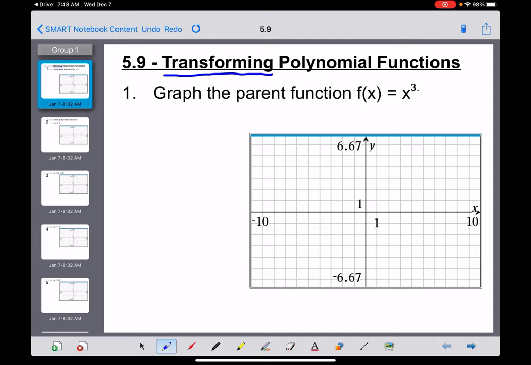We are diving in yet again, now this is the third time this year, to the concept of learning something about parent graphs or parent functions and then doing transformations on this. So we're going to begin with the most basic cubic function that we can draw, everybody. F of x is equal to x cubed.